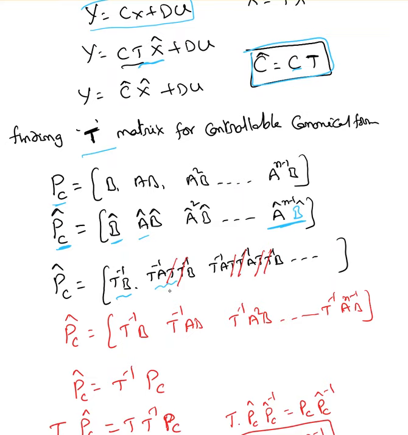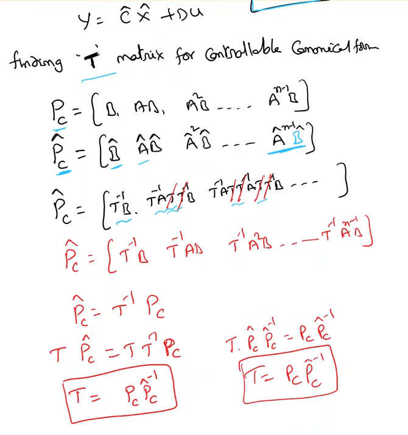Now T and T inverse get cancelled out. So you will end up with T inverse times B, T inverse times AB, T inverse times A square B, etc. So if I pull out T inverse, P_C hat equal to T inverse times P_C.